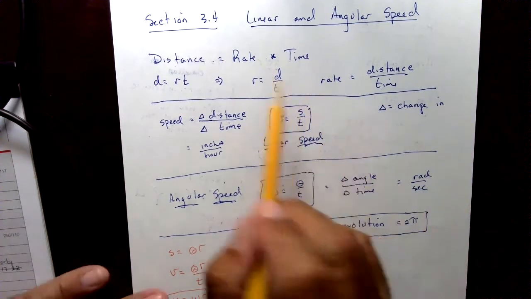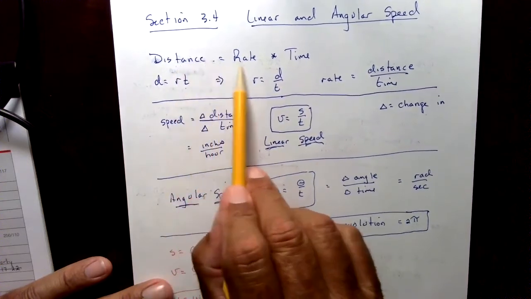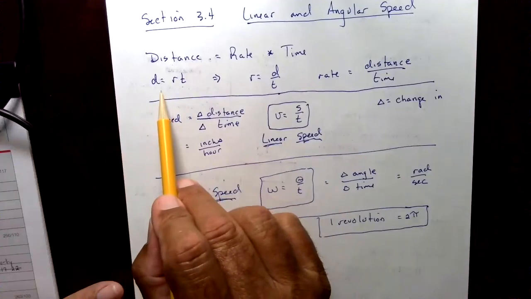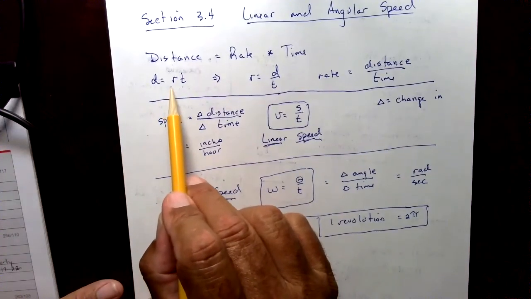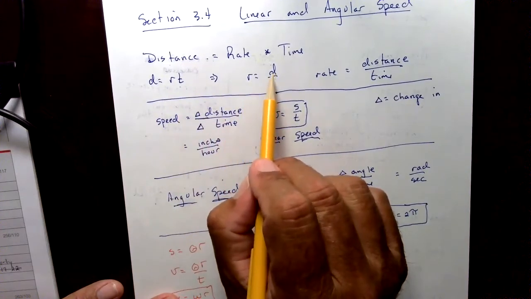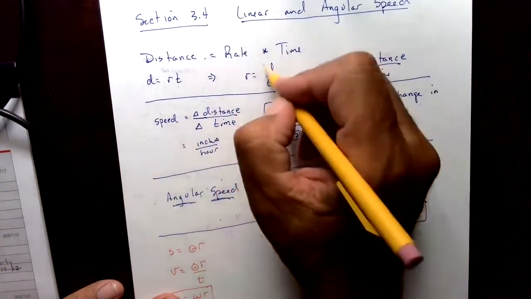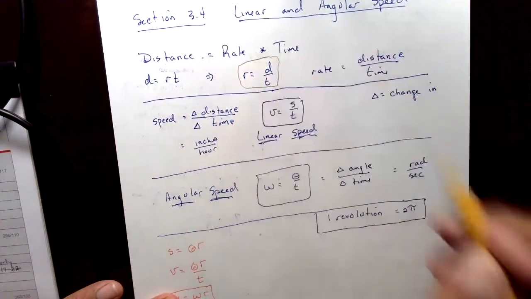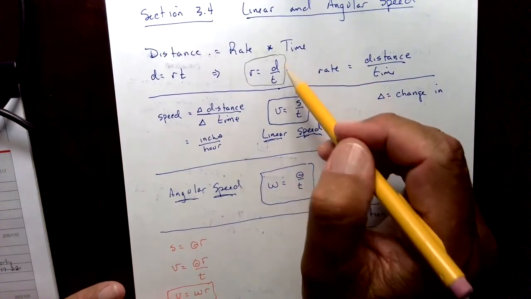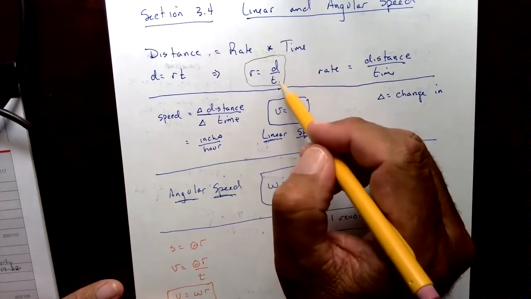I'm going to go back to old school. You all remember in algebra classes where you learned distance equals rate times time, and the abbreviation for that is D equals RT. But one of the things I can do is take the T, divide both sides by T, and I get this formula: rate equals distance divided by time. So if I ran 10 miles and it took me 2 hours, it would be 5 miles per hour.